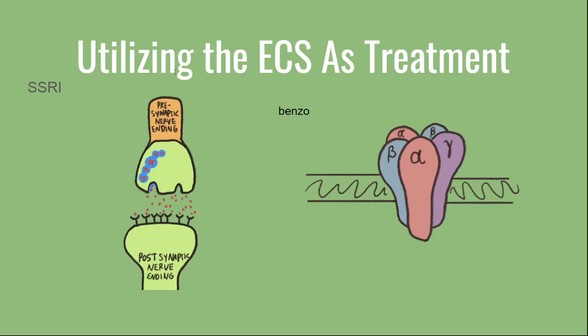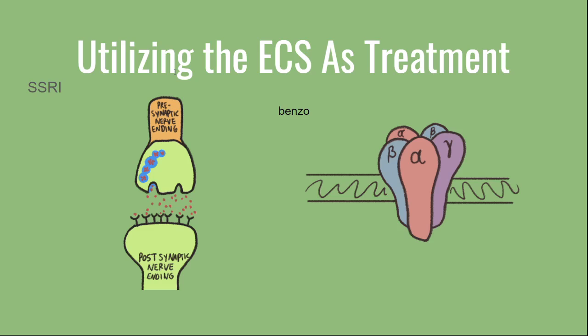The two main ones that we're going to be focusing on today are anxiety and depression. So let's look at the two main treatments for anxiety and depression. For depression, we have selective serotonin reuptake inhibitors, and for anxiety, we also have selective serotonin reuptake inhibitors, but one treatment that I'm going to focus on today is benzos.